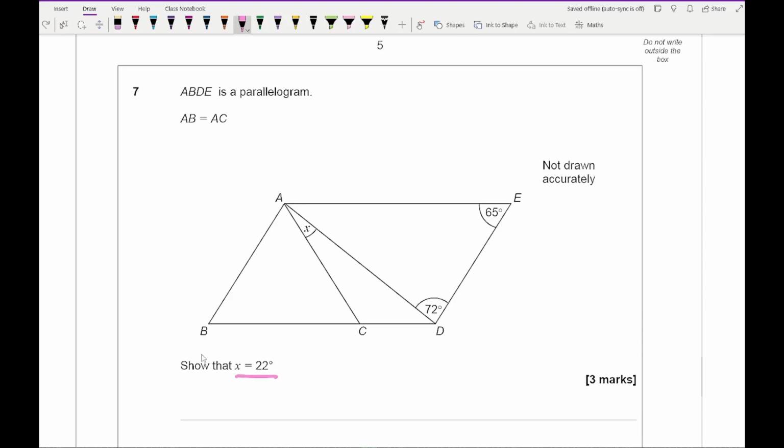So from this, we can see we've got a triangle ADE, so I can work out what angle this is here by doing 180 minus 65 minus 72, which gives me an answer of 43.